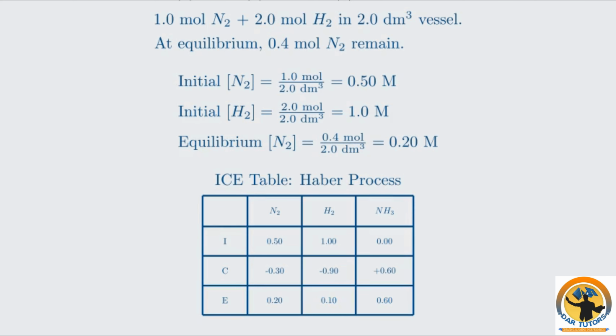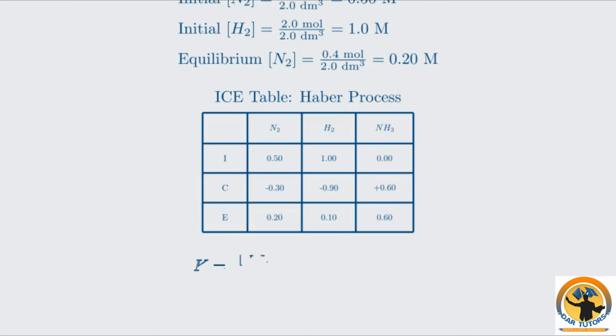Finally, we calculate K using our equilibrium values. K equals the concentration of NH3 squared, divided by the concentration of N2 times the concentration of H2 cubed. Substituting the equilibrium concentrations gives 0.60 squared divided by the product of 0.20 and 0.10 cubed. This calculation yields an equilibrium constant, K, of 1800.